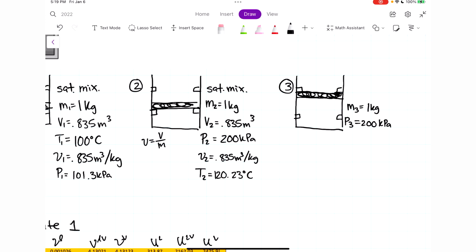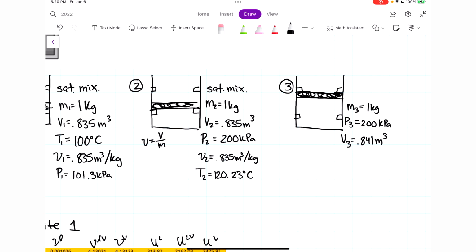When it's floating, or when it's barely about to start moving, or when it's barely about to reach the set of stops, it's still going to be the pressure that the problem statement said it's going to need in order for it to move. Alrighty, moving on. And we also know that the volume is going to be 0.841 meters cubed, as stated in our problem statement.